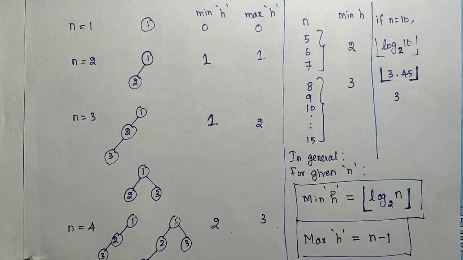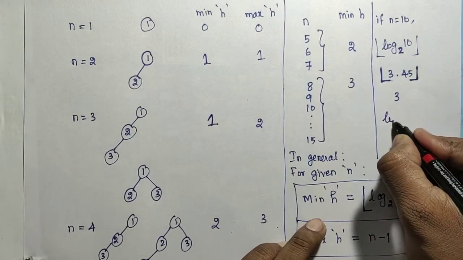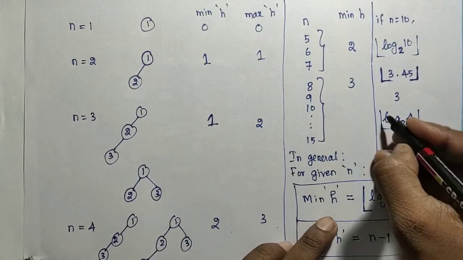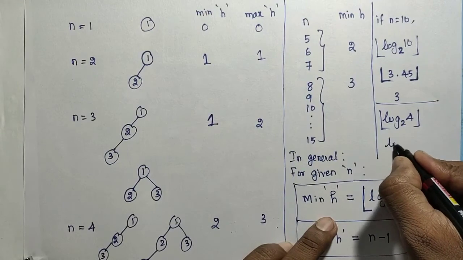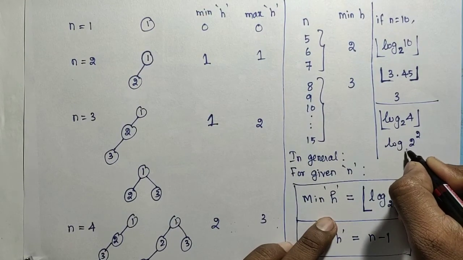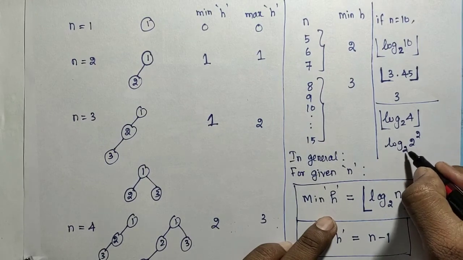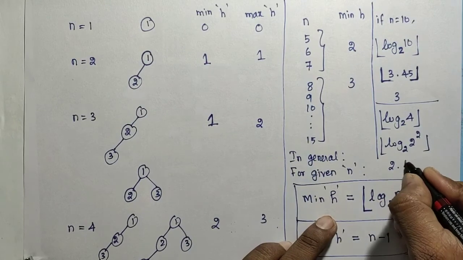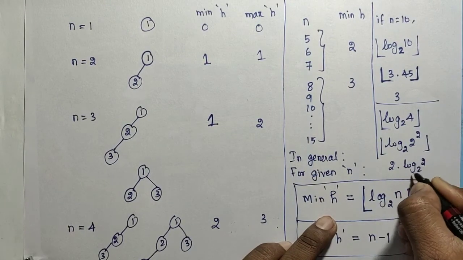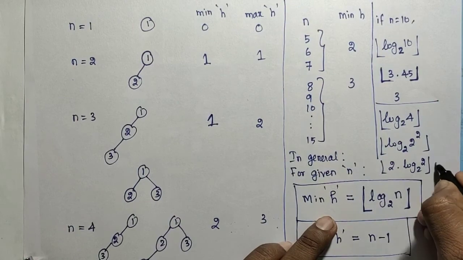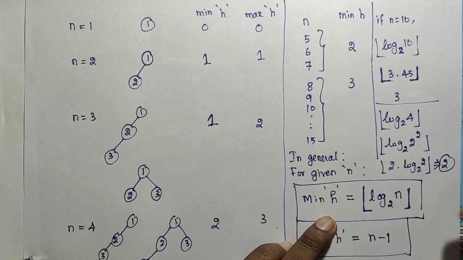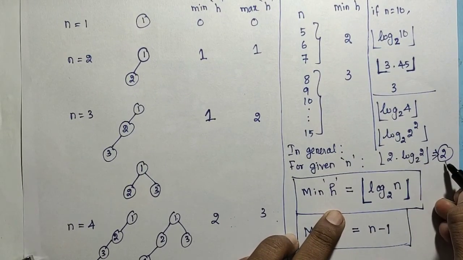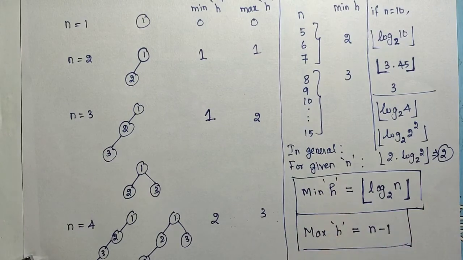So how can we easily remember? Log 4 base 2: I can write 4 as 2 power 2, log 2 power 2 base 2. So the power comes out, 2 into log 2 base 2, and log 2 base 2 is 1, so it is equivalent to 2. So log 4 value equals 2. Similarly, log 8 value equals 3, and log 16 value equals 4, like this.